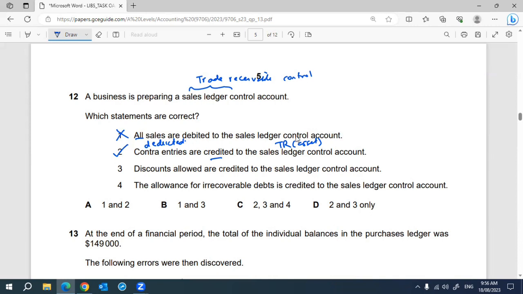Third, discounts allowed are credited to the sales ledger account. Yes, if you look at the format, discounts allowed reduces the amount that customers owe us. So this statement is correct. Finally, the allowance for irrecoverable debts is credited to the sales ledger control account. This is wrong because we only credit irrecoverable debts, should there have been any, not the allowance for irrecoverable debts. So therefore, the correct answer is D.